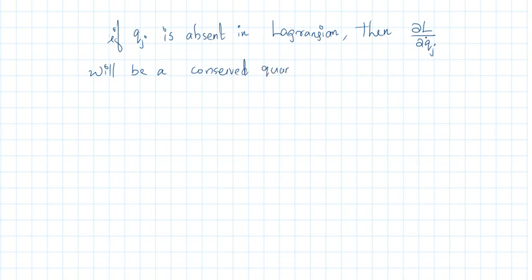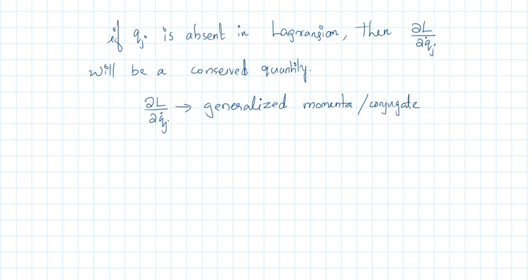Now, that conserved quantity we will call the generalized momentum. This dou L by dou Qj dot is known as generalized momentum or canonical momentum or conjugate momentum. Now, why is it called generalized momentum?